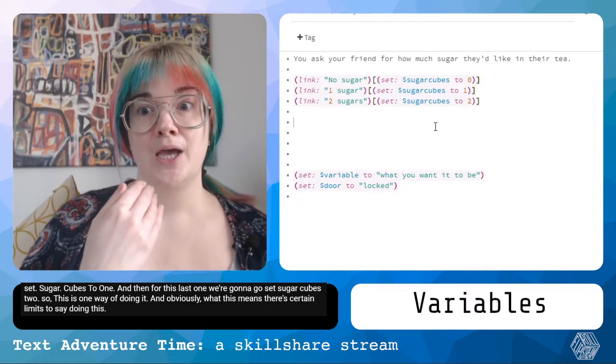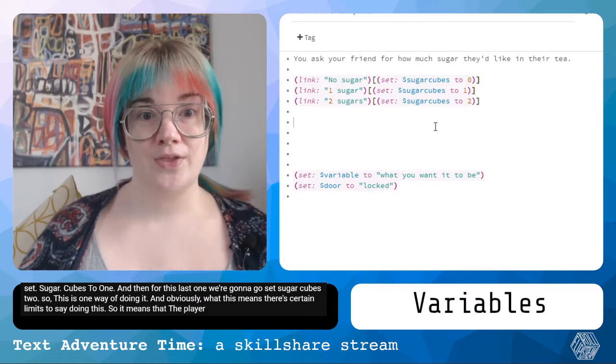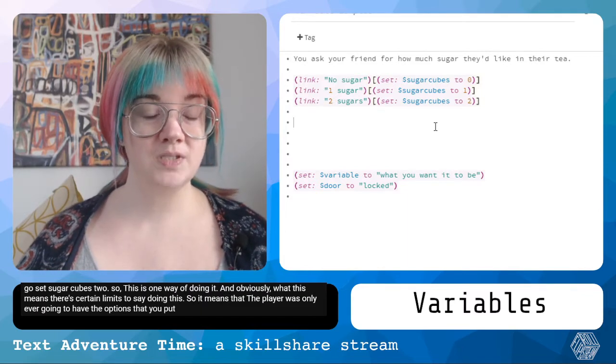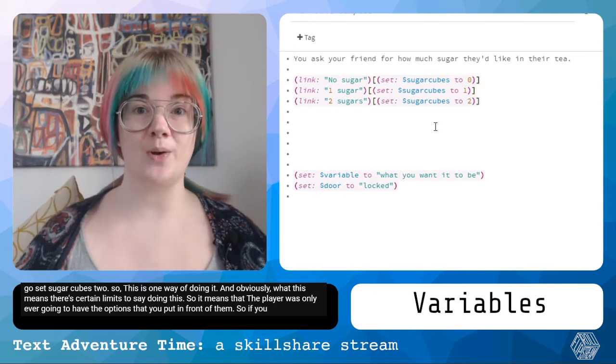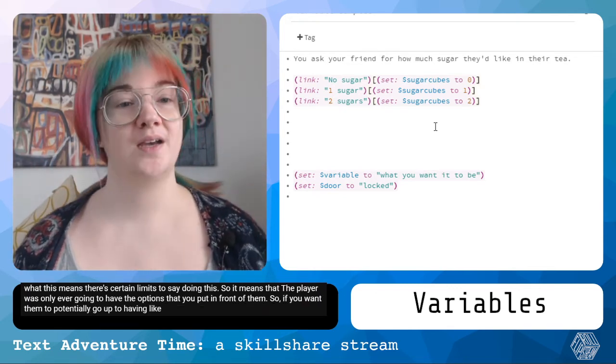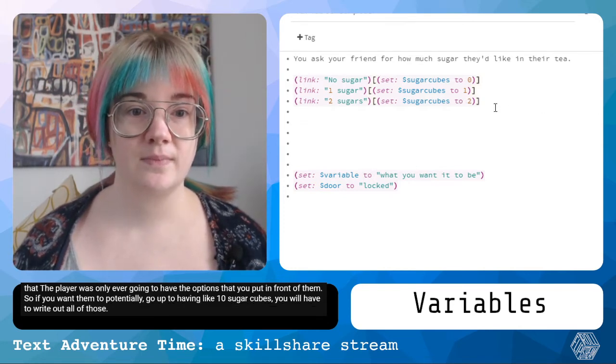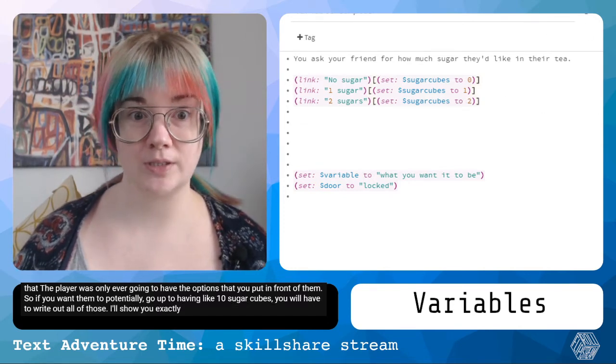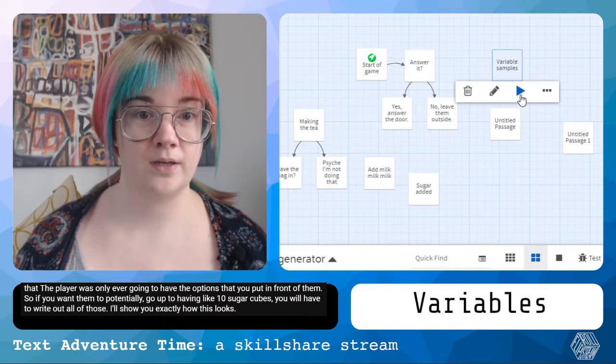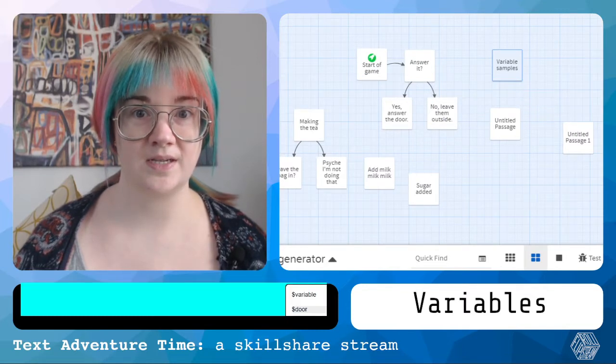It means that the player is only ever going to have the options that you put in front of them. So if you want them to potentially go up to having like 10 sugar cubes, you will have to write out all of those. I'll show you exactly how this looks on the game when it comes up.